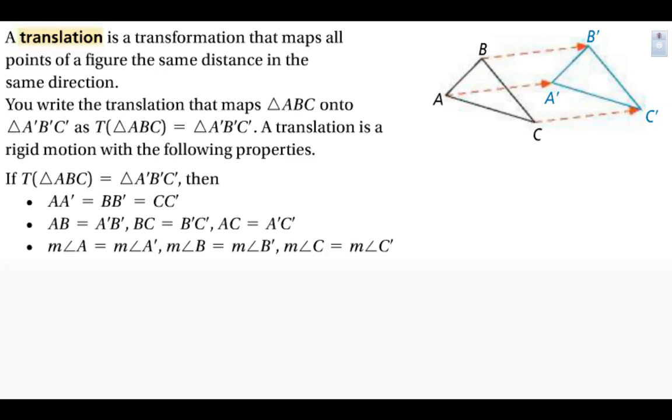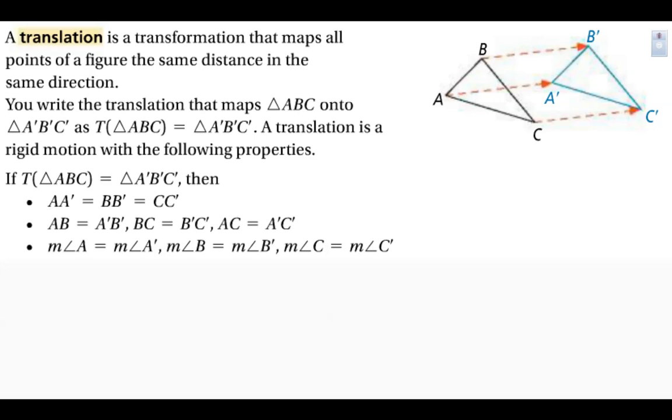The translation is a rigid motion with the following properties. What we call function notation, we write as T parentheses triangle ABC. This is the preimage, and this is going to be the image. Capital T for translation. So if the translation of triangle ABC is A prime, B prime, C prime, then the distance from A to A prime, what they're showing you here, will be the same as B to B prime. So this dotted line is the same length as this. It means it's moved the same amount to each position, and C to C prime.